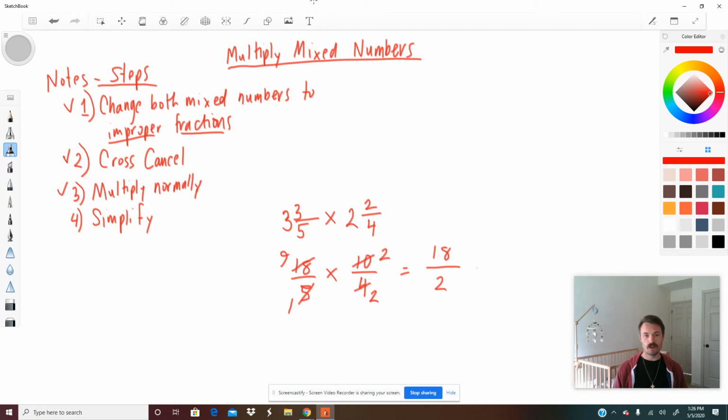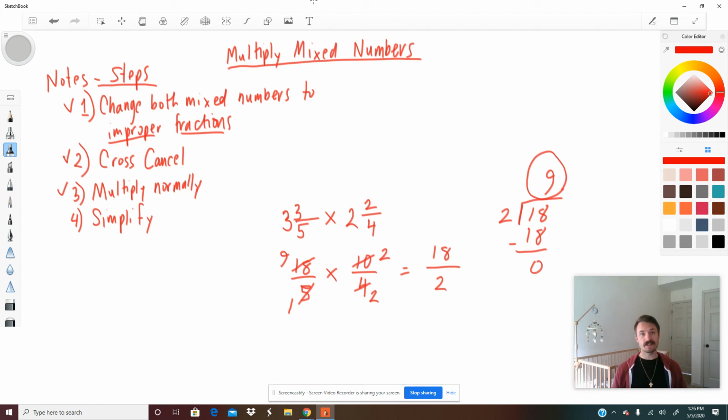Now this is an improper fraction, so we divide our denominator into our numerator. 2 can fit into 18 9 times. 9 times 2 is 18. 18 minus 18 is 0, so the answer is 9. Sometimes your answer will be a whole number.